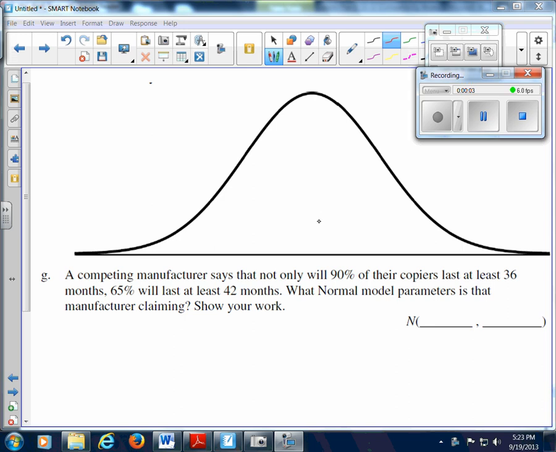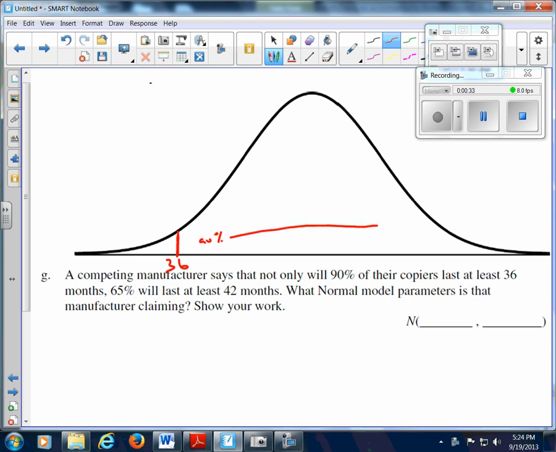And now we are at part G for question 14, so the final leg of this question. All right, what the question is asking is a competing manufacturer says that 90% of their copiers will last at least 36 months. So I know that at 36 months, 90% of my copiers are still living.